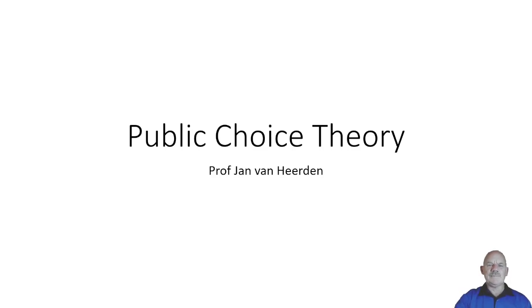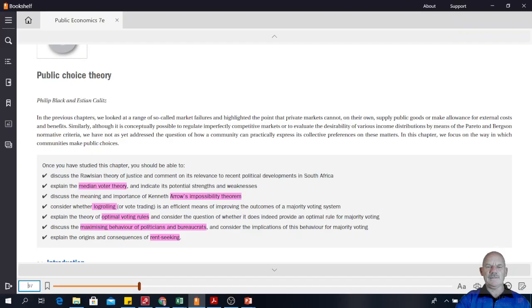This video is about public choice theory from chapter 6 in the public economics textbook. Have a look at the first page and highlight for yourself what you think is important. I didn't highlight the first stick with Rawlsian theory of justice.